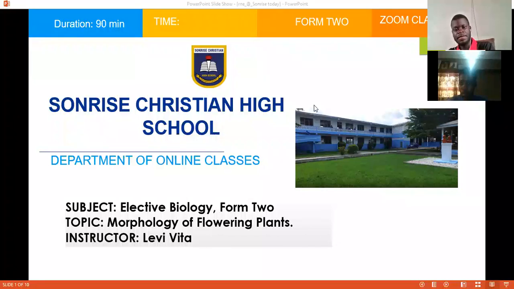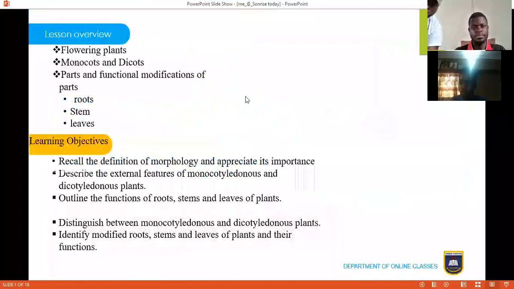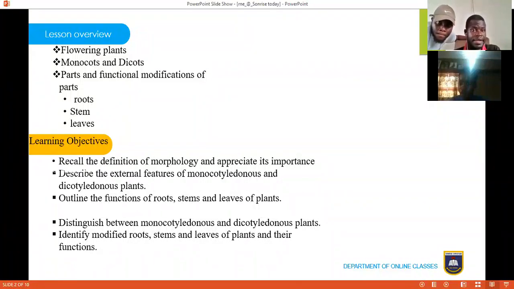In the coming weeks, we shall be looking at plant morphology, basically the morphology of flowering plants. I want us to look at what we shall be looking at in details. We shall look at flowering plants. Then from there we look at the main classes of flowering plants. These are the monocots and the dicots. After that, we look at the parts and functional modifications of these parts. So the main parts of the plant are the roots, the stem, and the leaves.